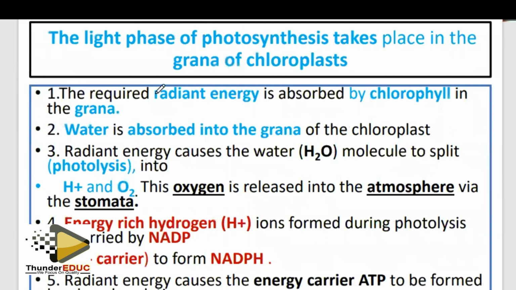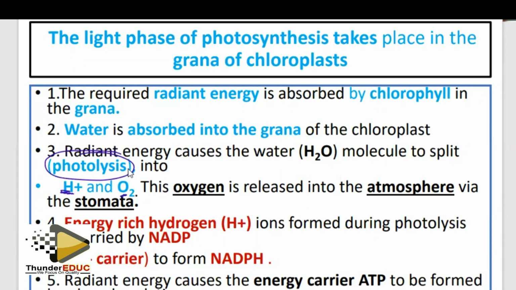In the light dependent phase, the required radiant energy is absorbed by the chlorophyll in the grana or the thylakoids. Water is then absorbed into the grana of the chloroplast. The light which is coming from the sun will be used. The radiant energy causes the water to break down, meaning to split. That process of water splitting into hydrogen ion plus oxygen, we call photolysis. Photolysis. And then you produce hydrogen ion plus oxygen.